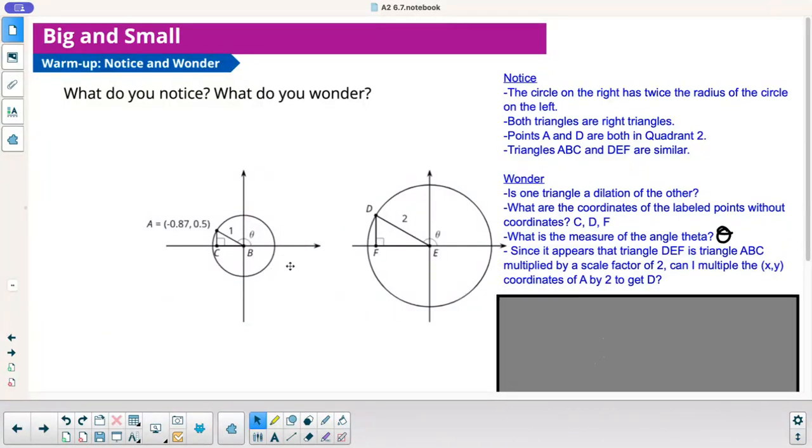Since it appears triangle DEF is triangle ABC multiplied by a scale factor of 2, or dilated by a scale factor of 2, can I just multiply the x and y coordinates of A by 2 to get D? Okay, that's a good question. Something that you did in geometry, probably. The answer is probably yes, if you think back to dilations in geometry class. But there's a little warm up there, just to get some conversation going.